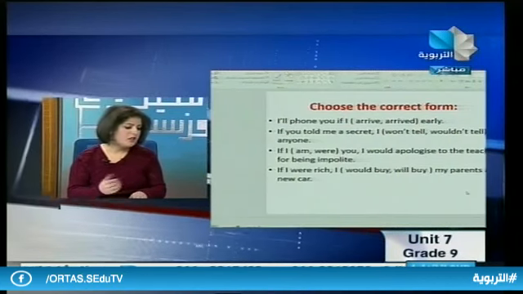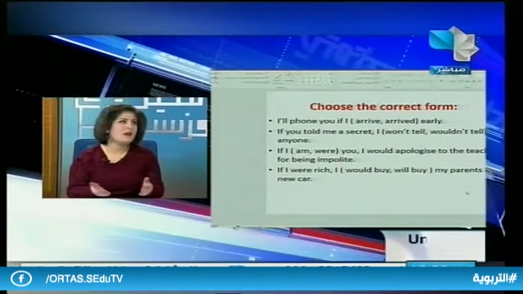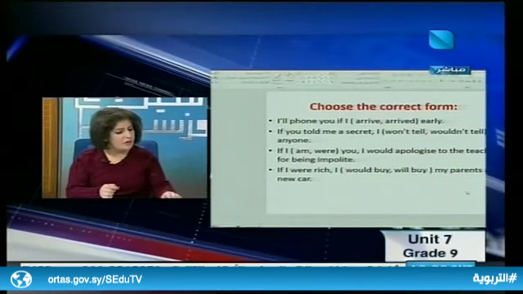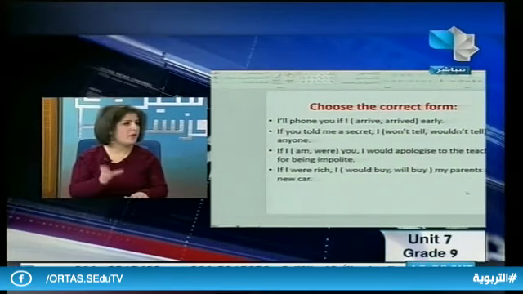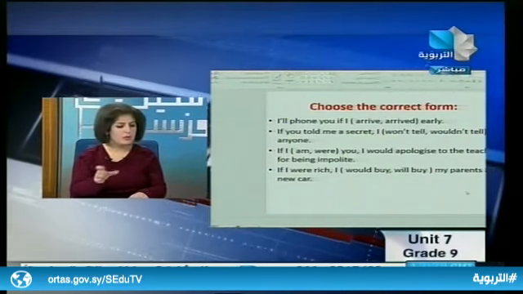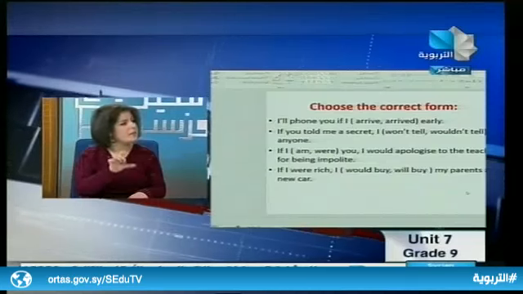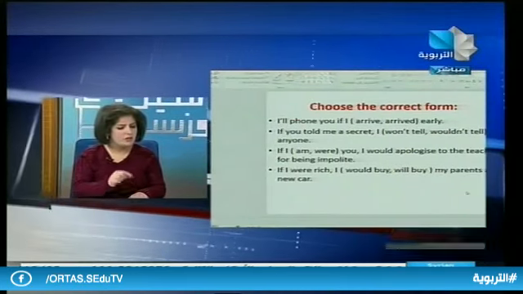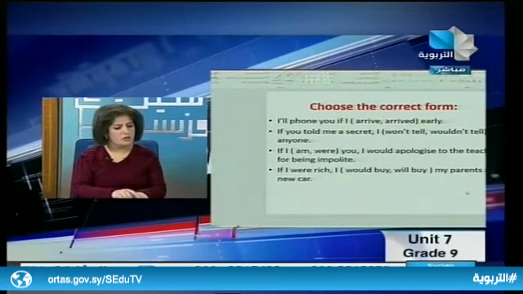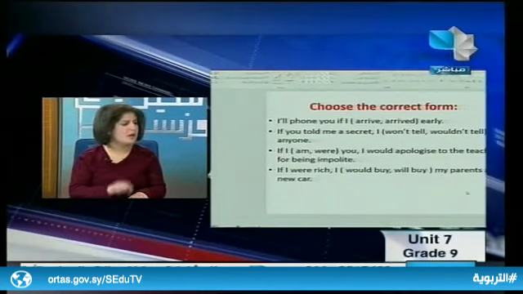The last one: if I were rich, I would buy or I will buy my parents a new car. Actually, I am not rich, so I don't have enough money to buy a new car. We have the if clause in the first part, and we are using the simple past. So in the second part, or the main clause of the sentence, we have to use would plus verb infinitive. So I have to choose: I would buy my parents a new car.